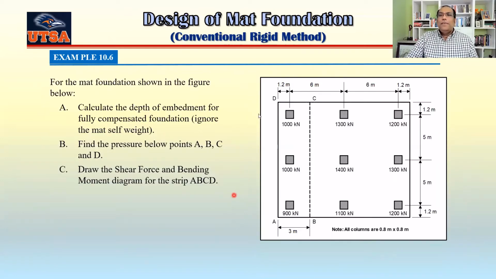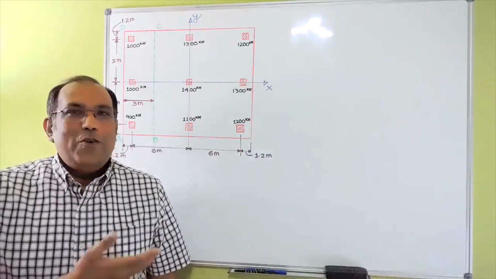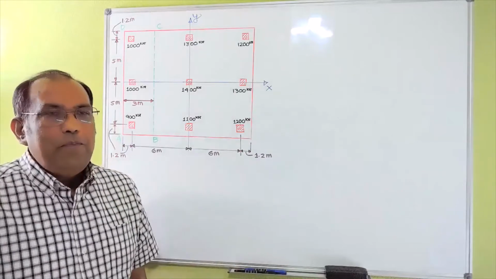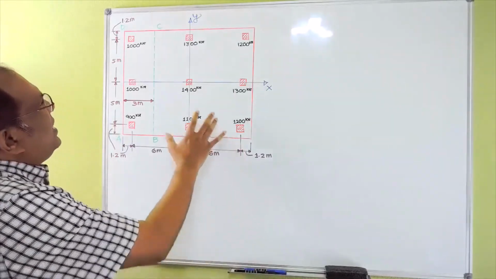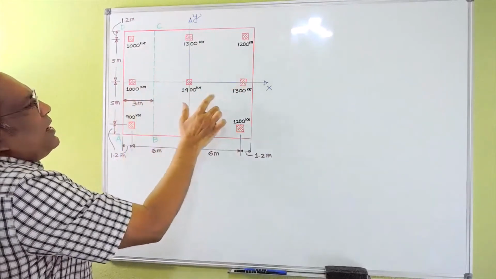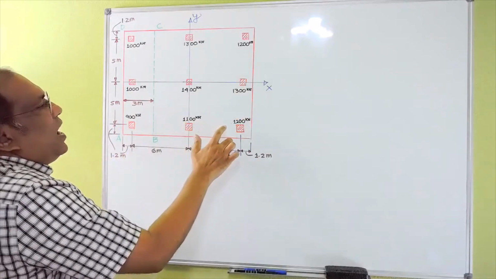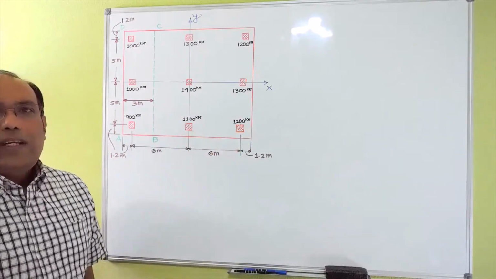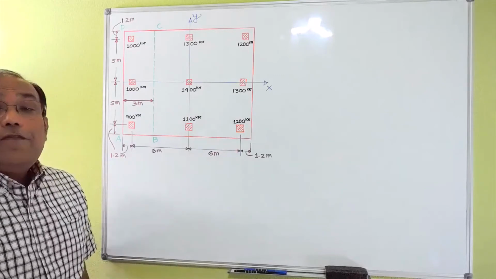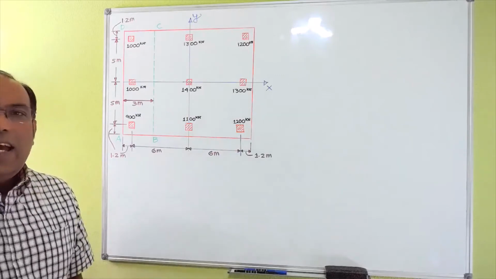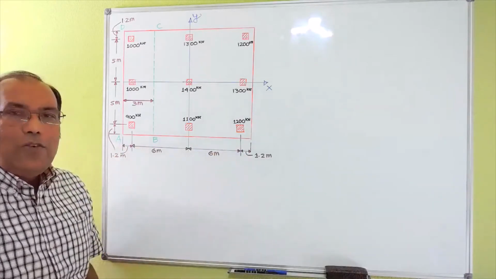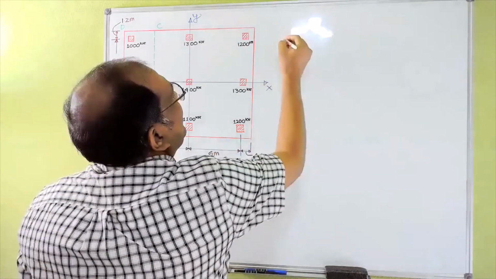Okay, so we are going to solve that one here. I already drew the figure for this problem. You can see here that 1,000, 1,300, 1,200, 1,000, 1,400, 1,300, 900, 1,100, and 1,200 kilonewton load is working down there. So first of all, I'll try to find out the B and L here. You can see this is the longest distance. So that would be your L.